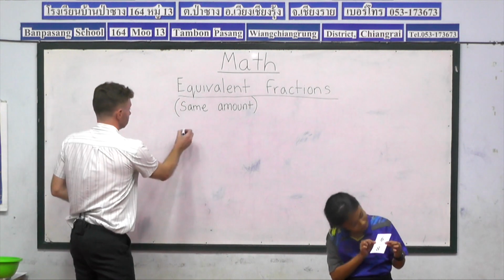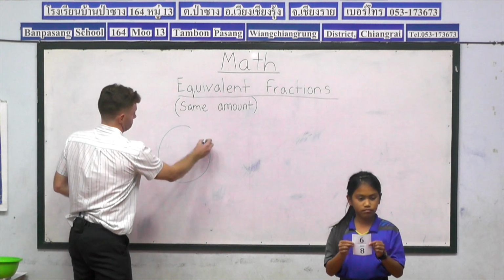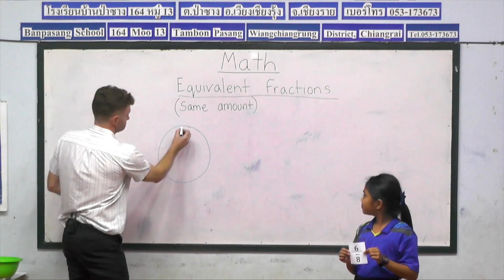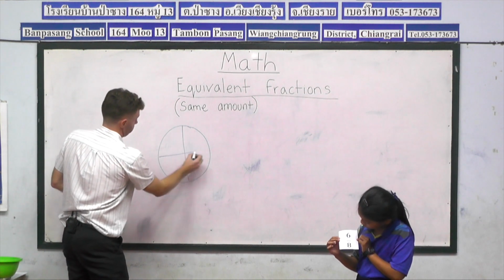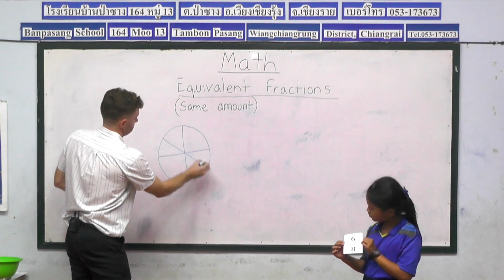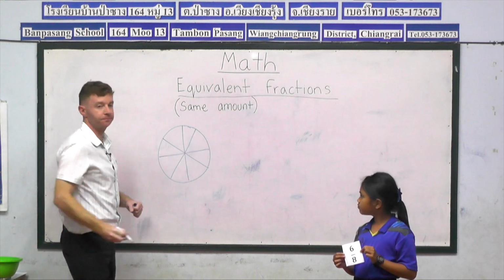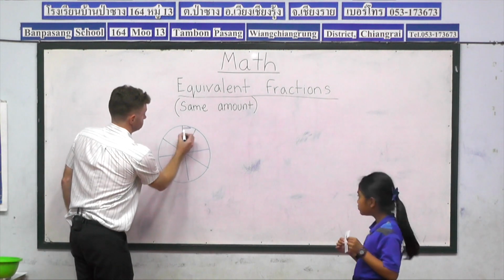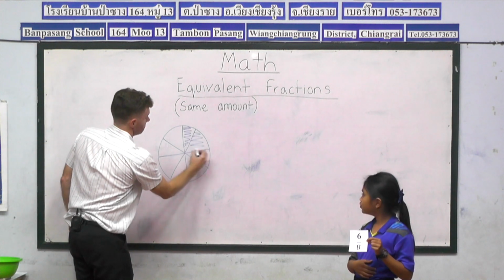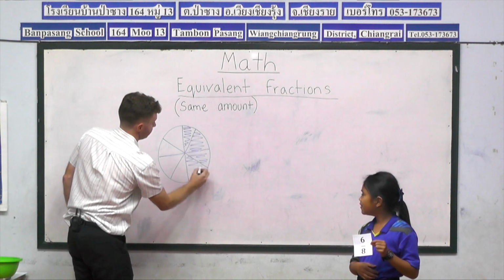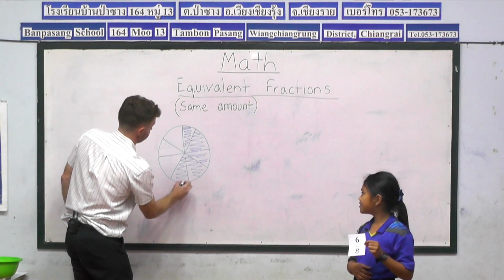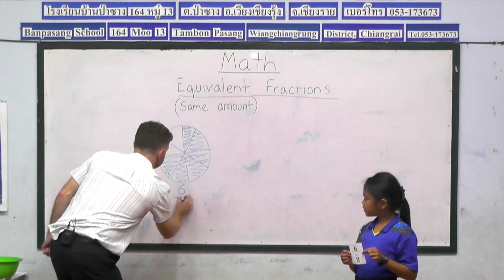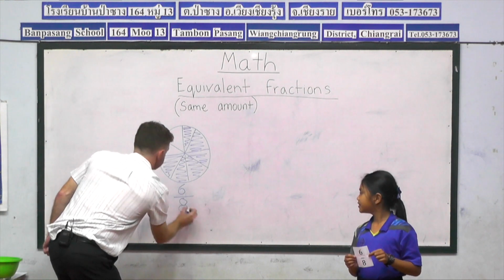So first of all, how many parts to our circle, guys? 8. 1, 2, 4, 6, 8. Okay. Now how many parts need to be in blue? 6. 2, 3, 4, 5, 6. So here we have 6 parts over 8.